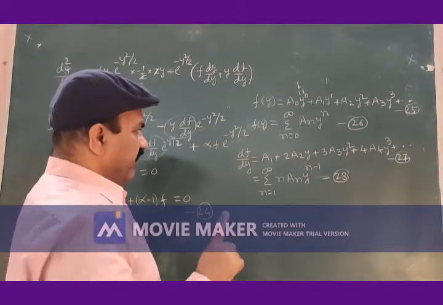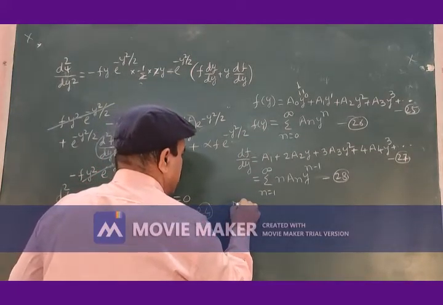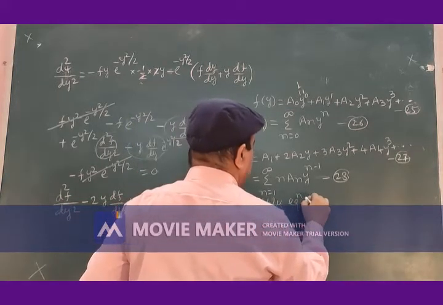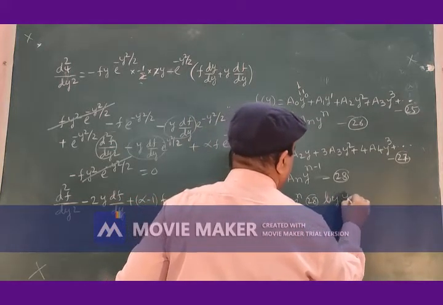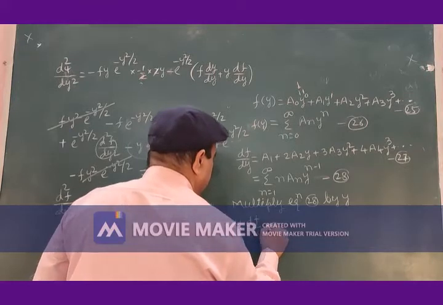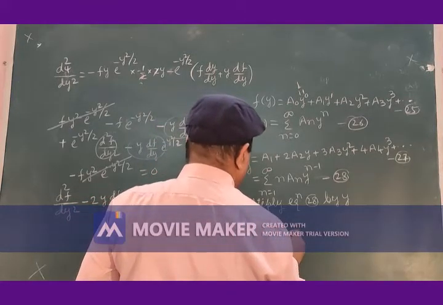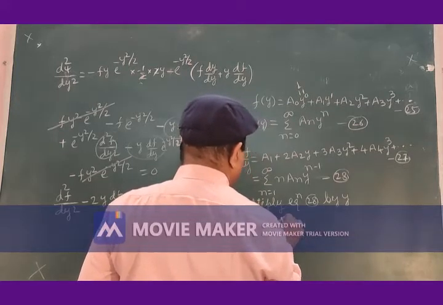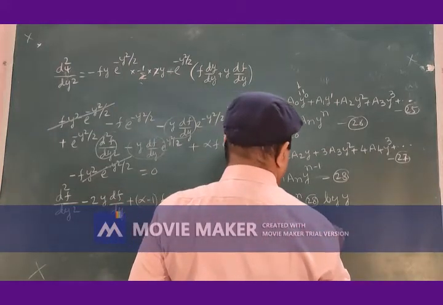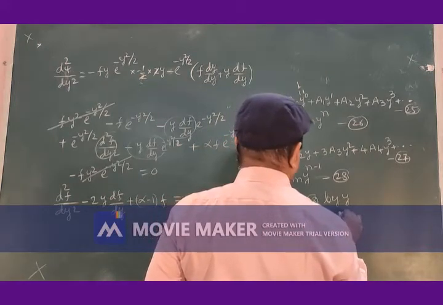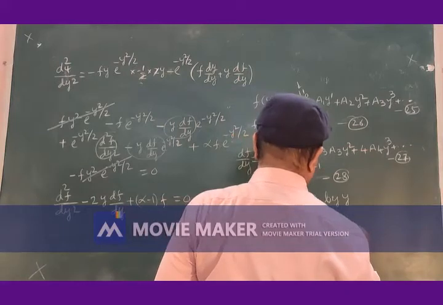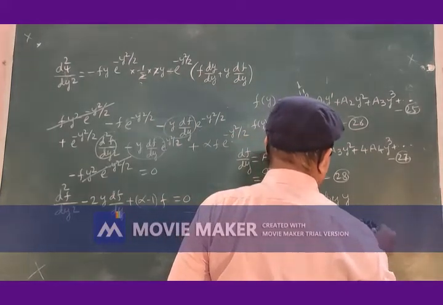Multiply equation 28 by y on both sides to get y df by dy is equal to the summation of n is equal to 0 to infinity n a n plus 1 y to the power n. Let me put here equation number 29.